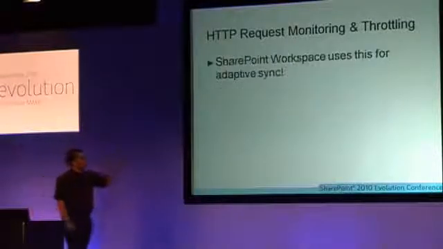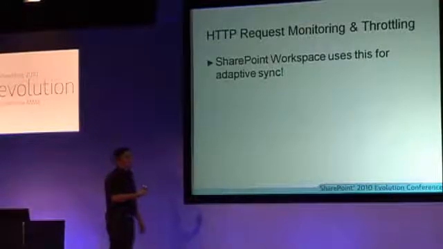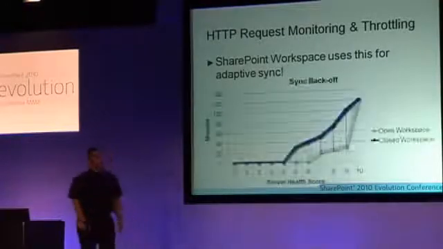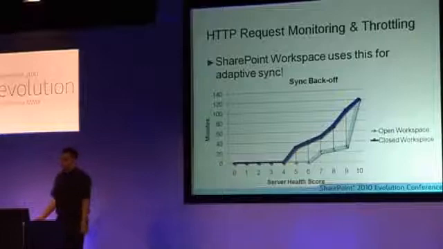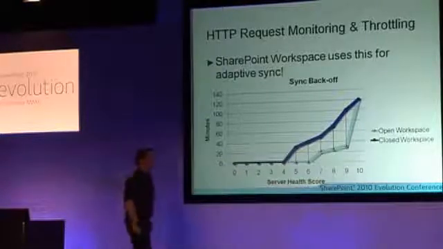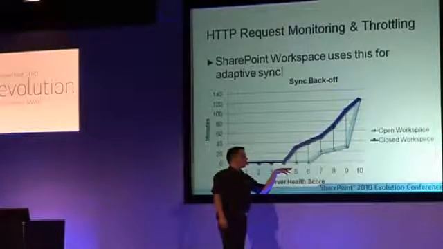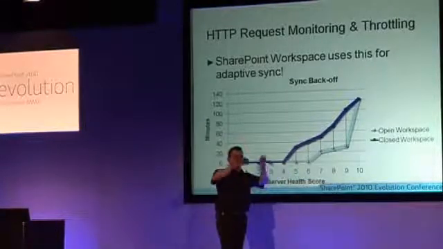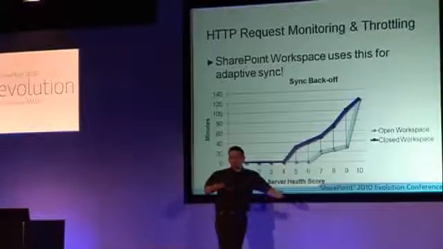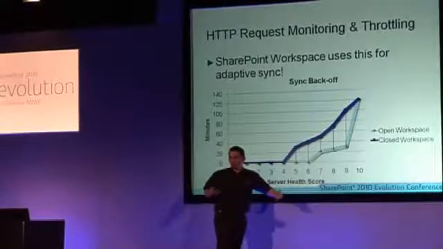Now, how does that work? So how does it actually work from the client side? Well, in SharePoint Workspace, we have the idea of adaptive sync. So when a health score goes back of, say, and this is open and closed workspace, if the workspace is open, so we've got a workspace for our site home, basically, or a team site or a project that we're working on.